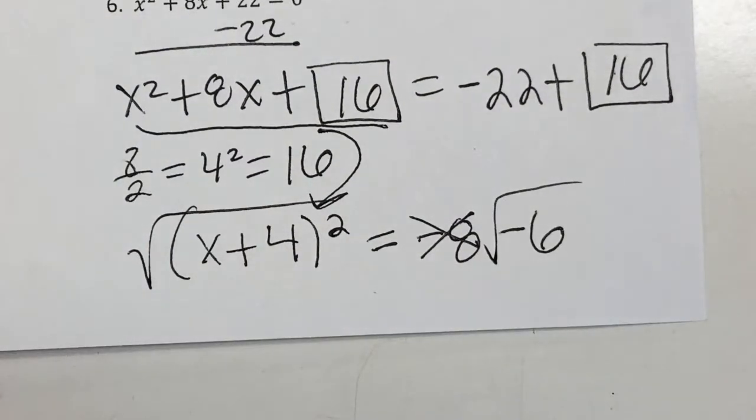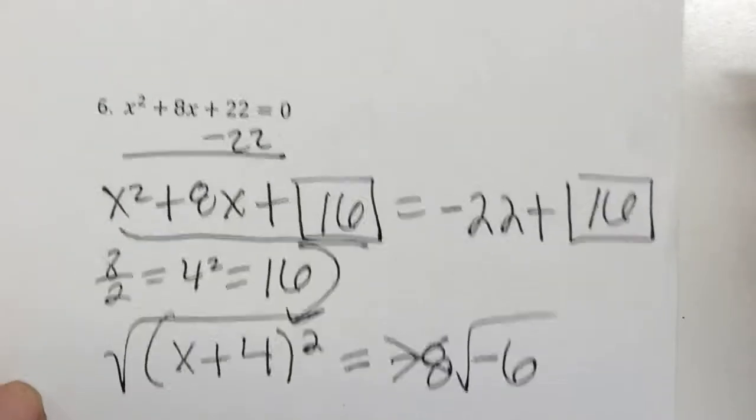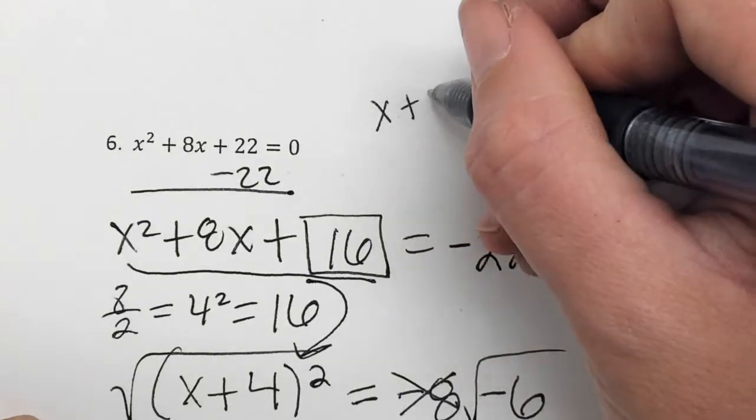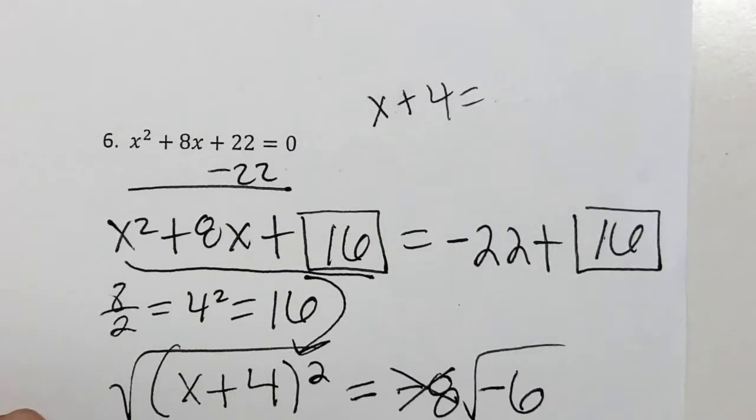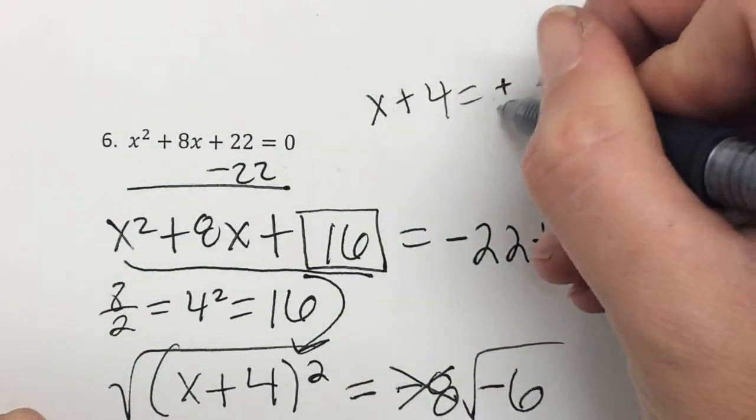Alright, what am I going to get on the left side when I take the square root? X plus 4. Good, just x plus 4. I'm going to come back and write it up here because I wrote a little big. What about square root of negative 6? Negative 6i. You can take the i out because of that negative, right? So plus or minus i.